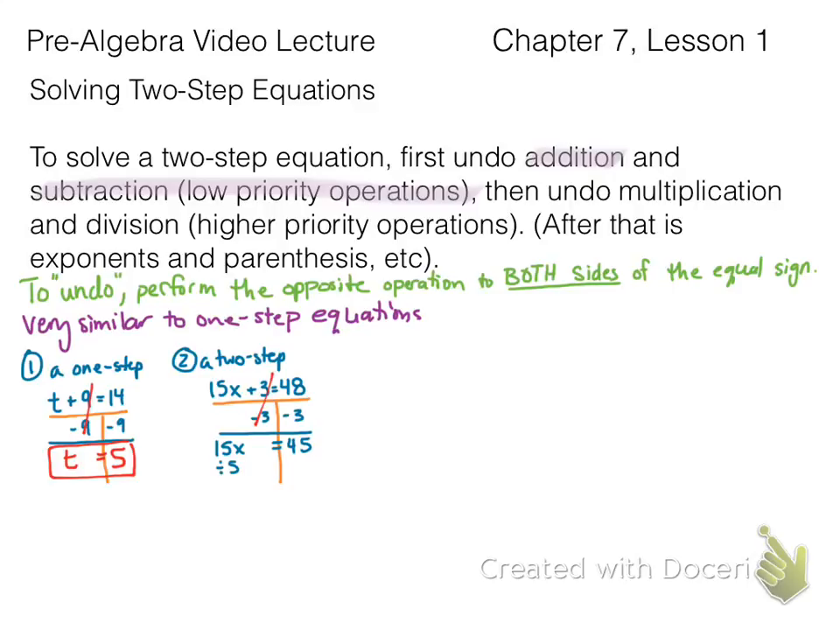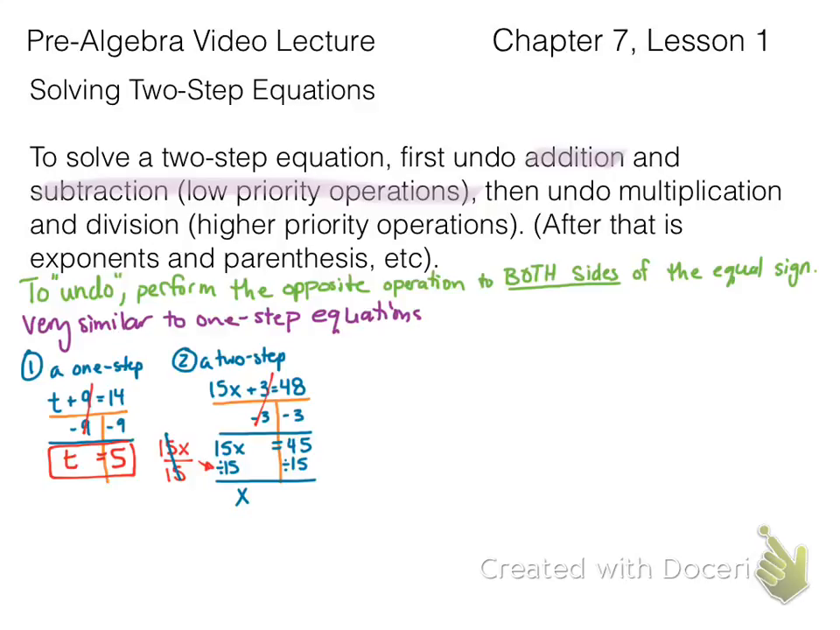But now we need to divide. And unfortunately, I divided by 5 instead of 15. Because 15 is being multiplied by x, the opposite of multiplying by 15 is dividing by 15, which I need to do on both sides. So I'm going to divide 15x by 15. Remember, I thought it was a 5, but it's a 15. Well, 15x divided by 15 is just x.